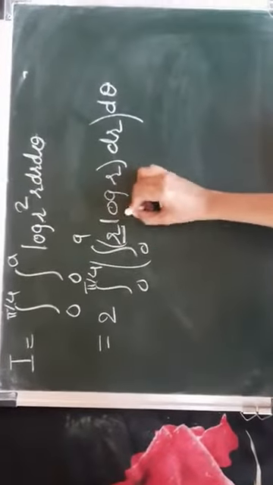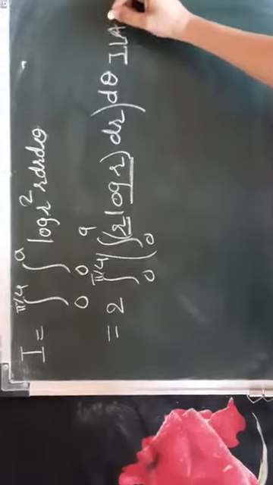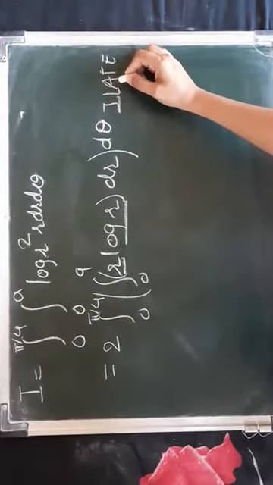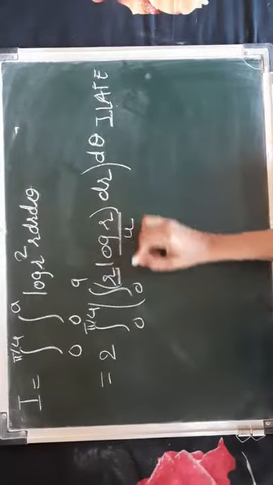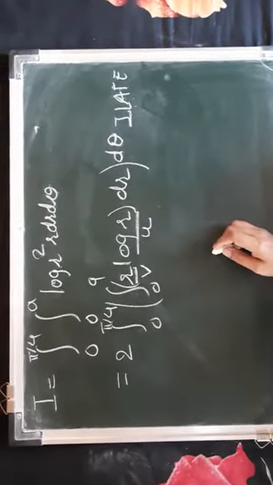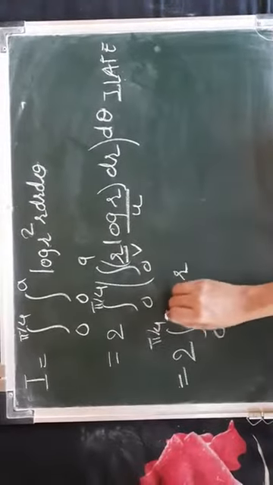So I'll use the by parts formula, LIAT, ILATE. So logarithm comes before trigonometry or algebraic expression, sorry. That's why log will be considered as u and r will be considered as v. So using the by parts formula, this will become 2 times integral 0 to pi by 4, log r remains as it is.